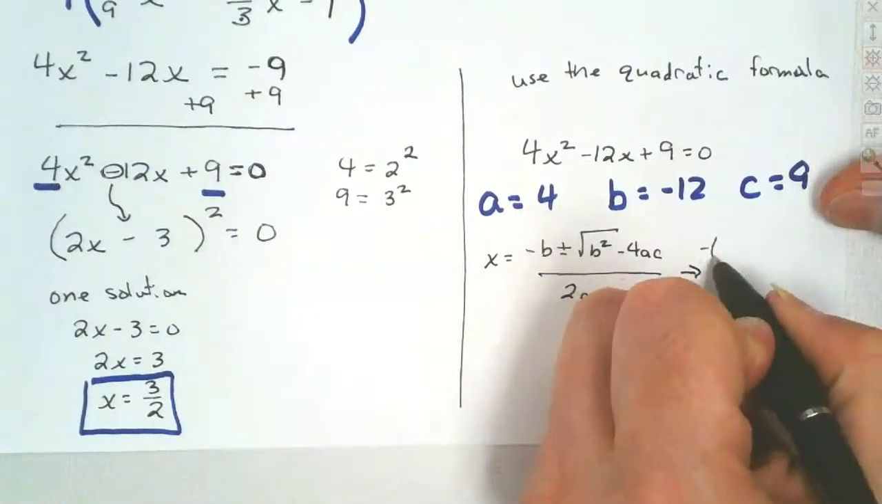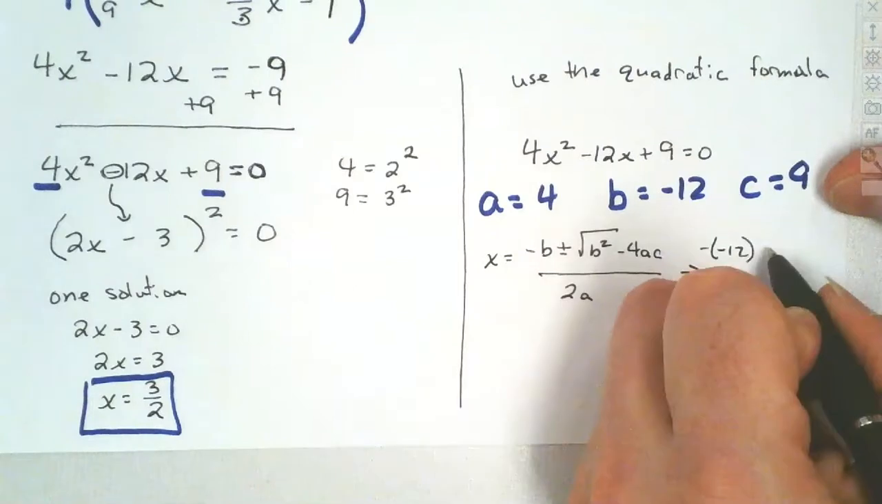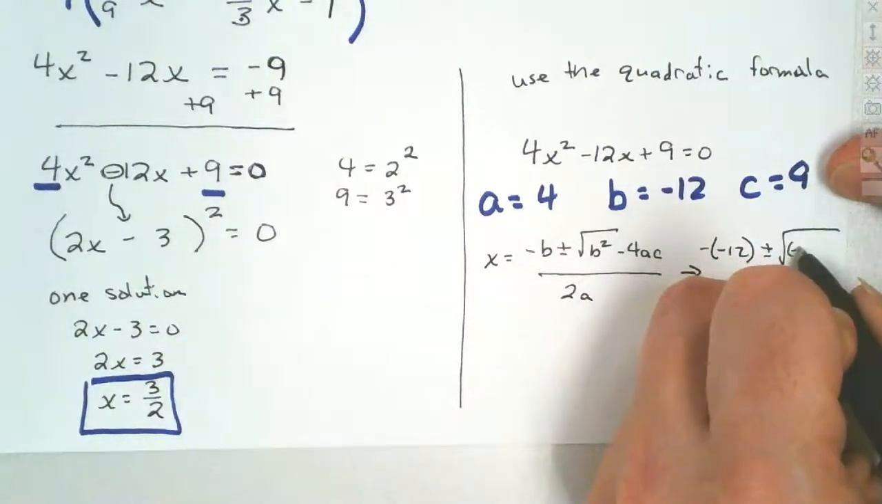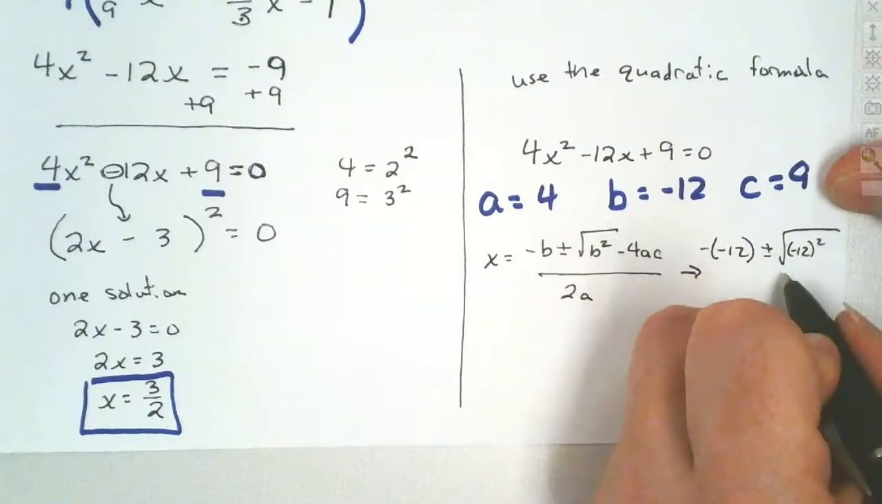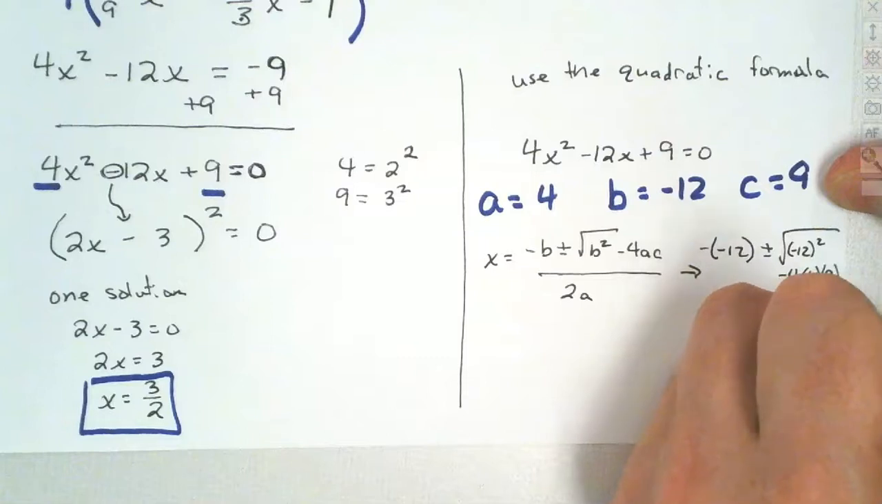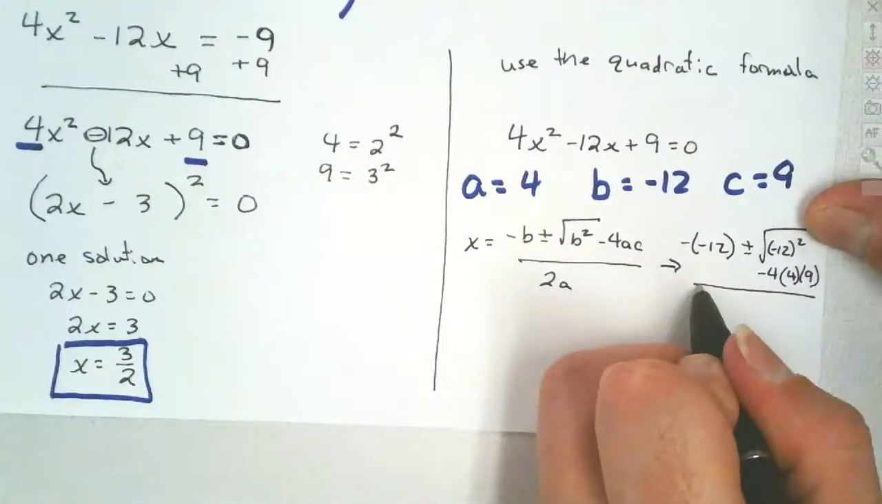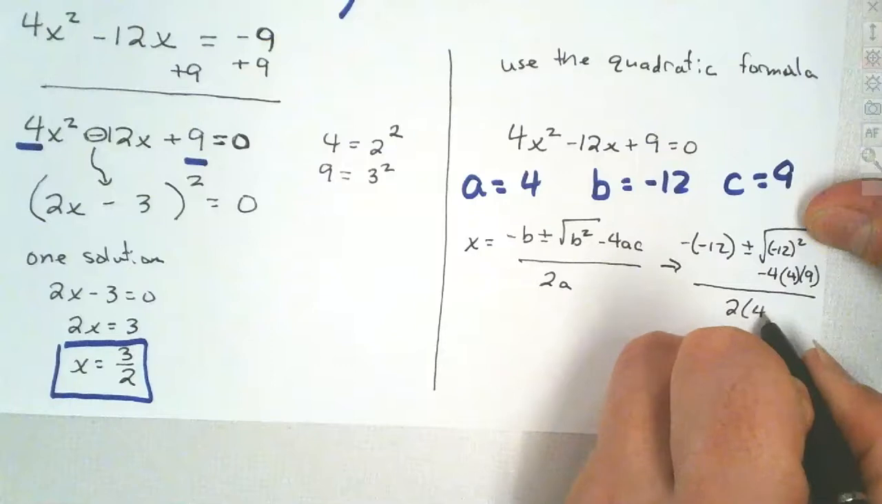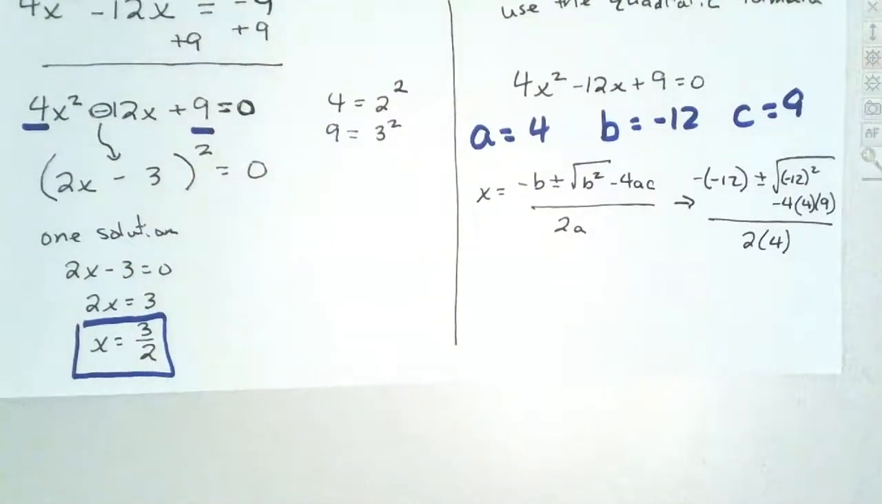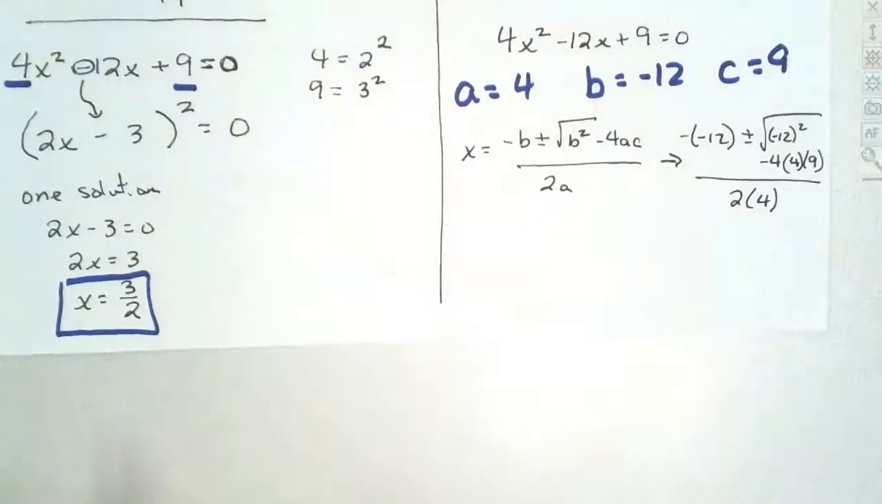If I try to apply that, what do we get? Well, we get a negative of a negative 12. Then we have a plus or minus. We have a negative 12 squared minus 4 times 4 times 9. And that's all going to be over now 2 times 4. Now, eventually, we're going to get this 3 halves.